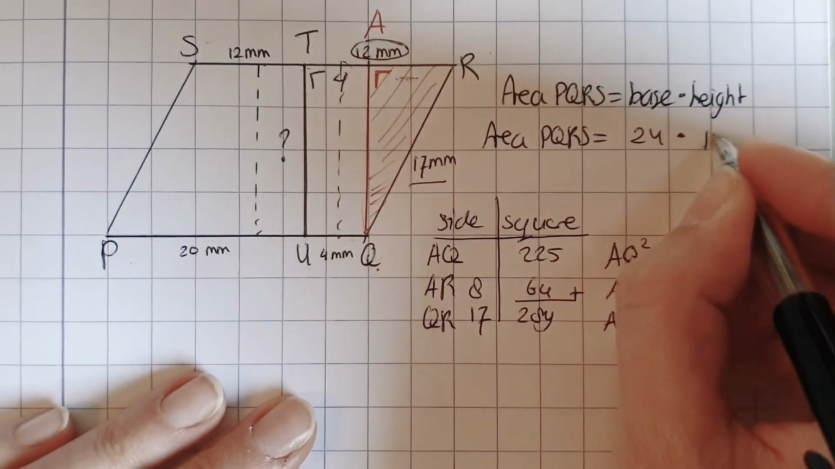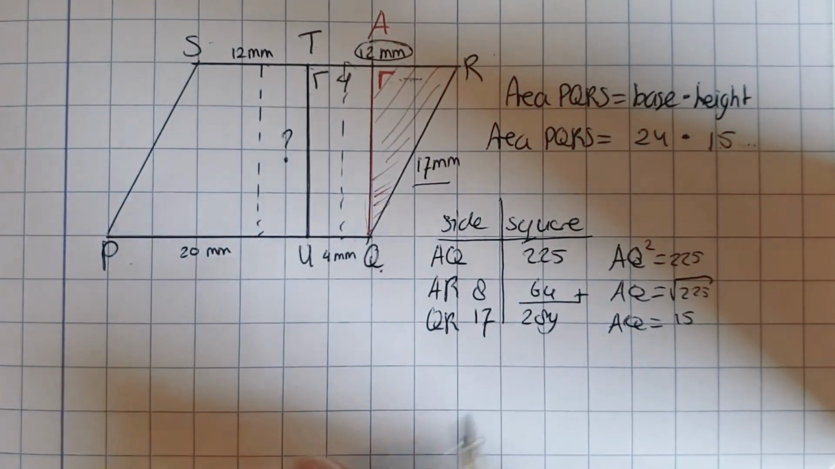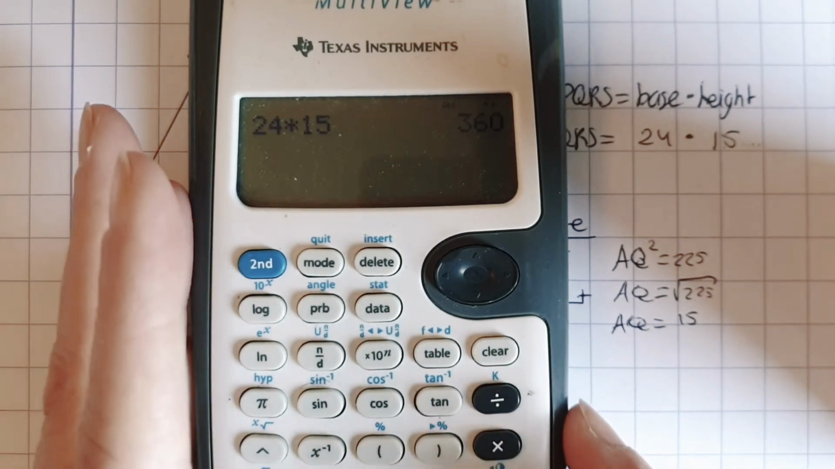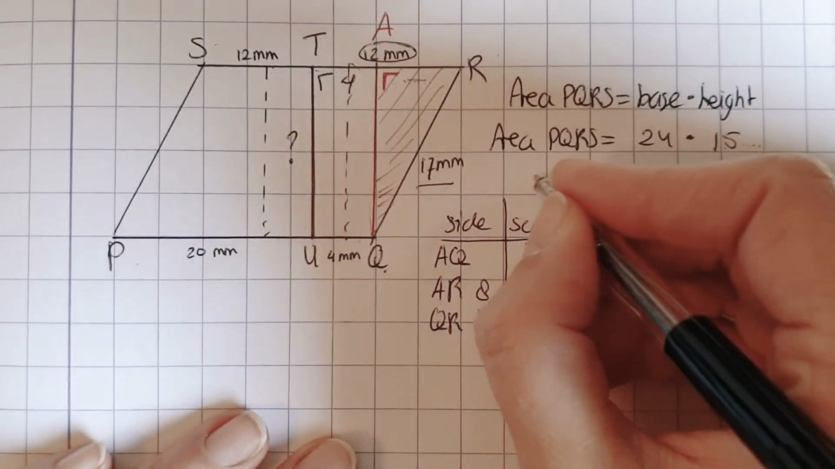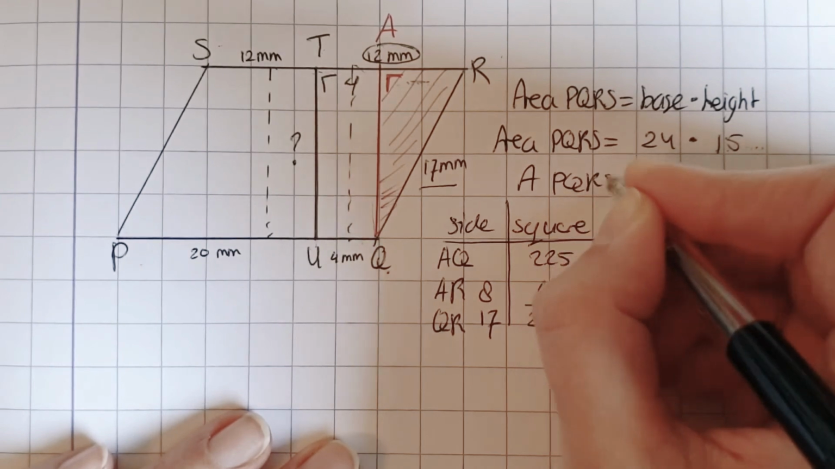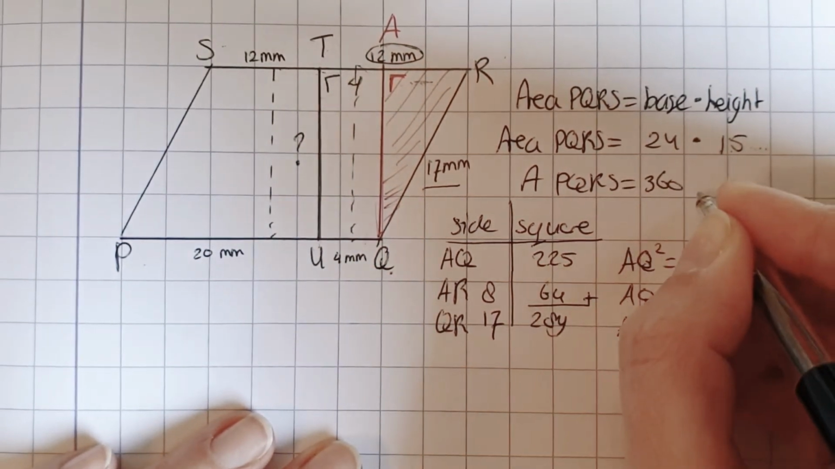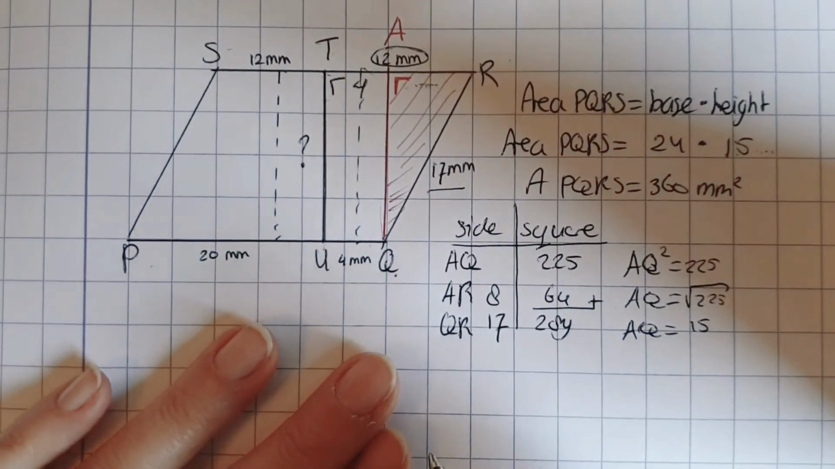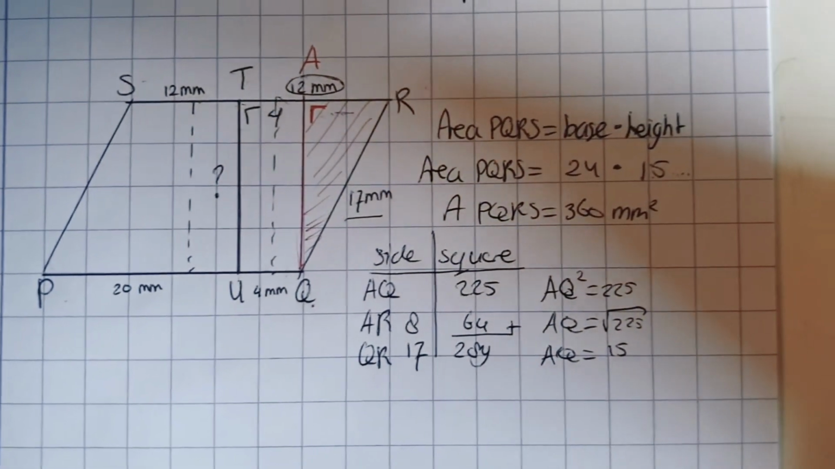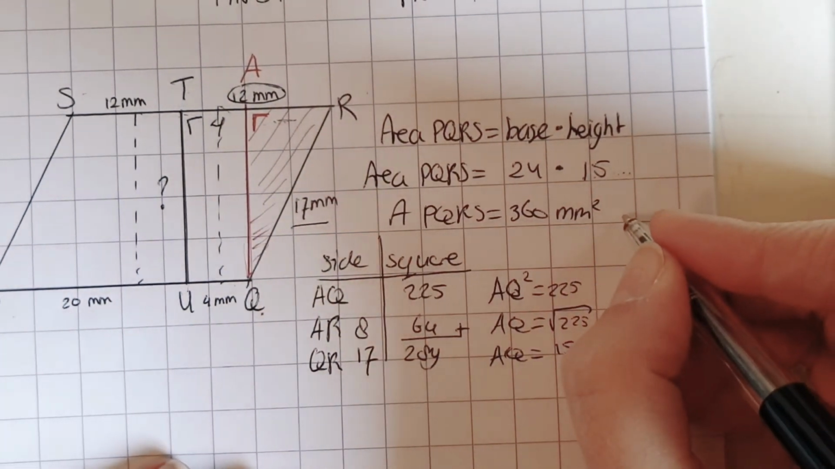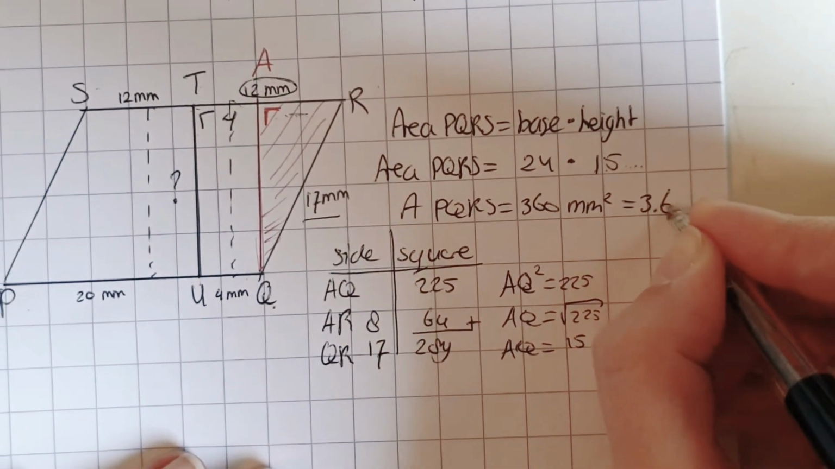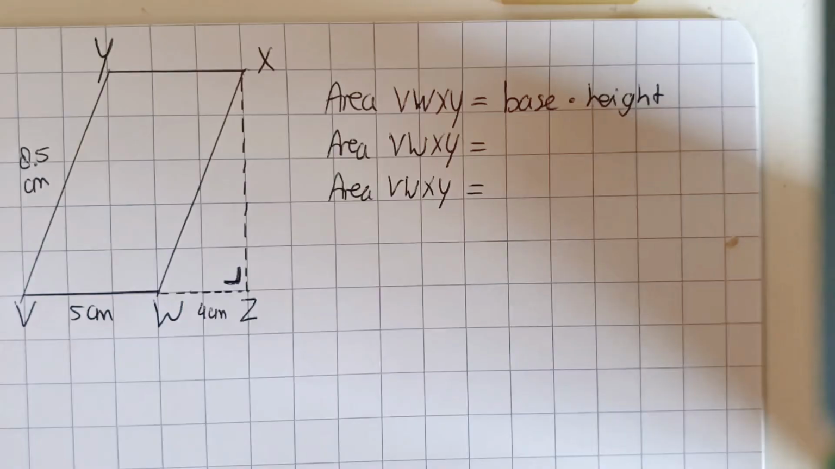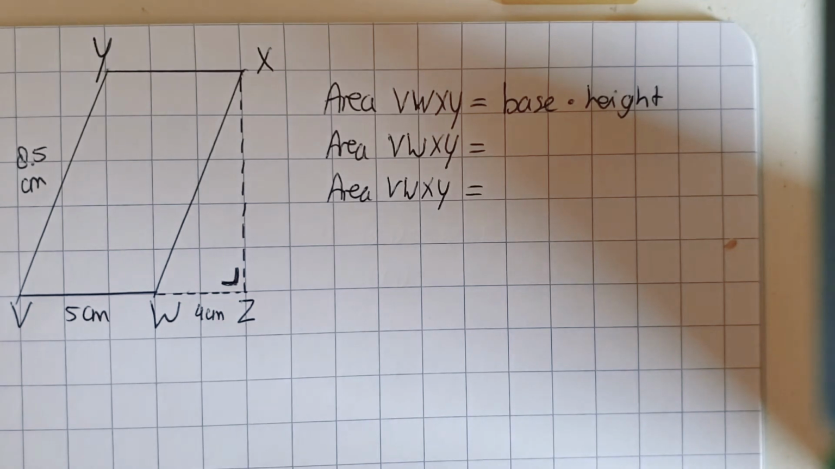Now we're going to fill it in. 24 times 15, and again, calculate it, 360. So the area of PQRS is 360 squared millimeters. I'm going to change that into squared centimeters, and that goes 2 steps at a time. So it's 3.6 squared centimeters, and done. And this is the last parallelogram of exercise 12.